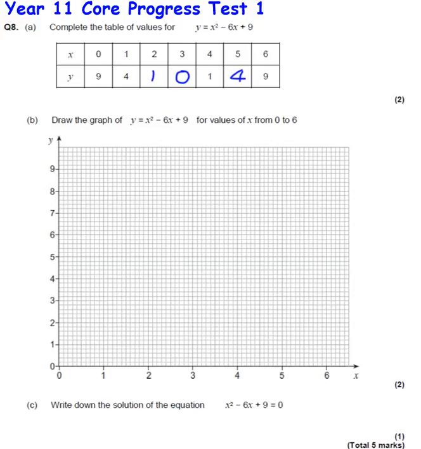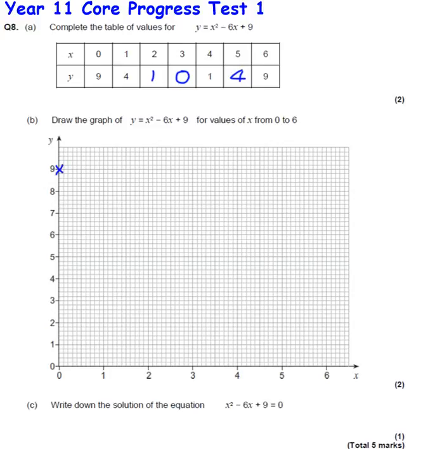Now part B tells us that we need to draw the graph of y equals x squared, take away 6x, plus 9, from values x equals 0 to 6. So let's use our table. This tells us that our coordinates are 0, 9. So 0 for the x, 9 for the y. So we plot this one.